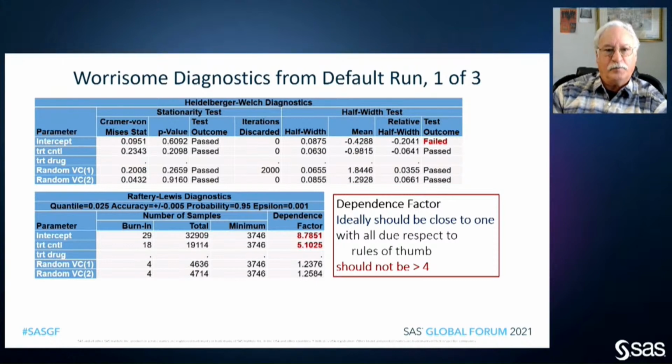If you look at the Heidelberger-Welch, the columns you want to be looking at are test outcome, and what you don't want to see is any of them having failed. In the Raftery-Lewis diagnostics, the important column is the dependence factor. They look okay for the 2 random variance components, but they do not look okay for the intercept and the treatment effect. They should be close to 1. I'm loath to specify rules of thumb, but you definitely don't want to see dependence factors that are greater than 4.